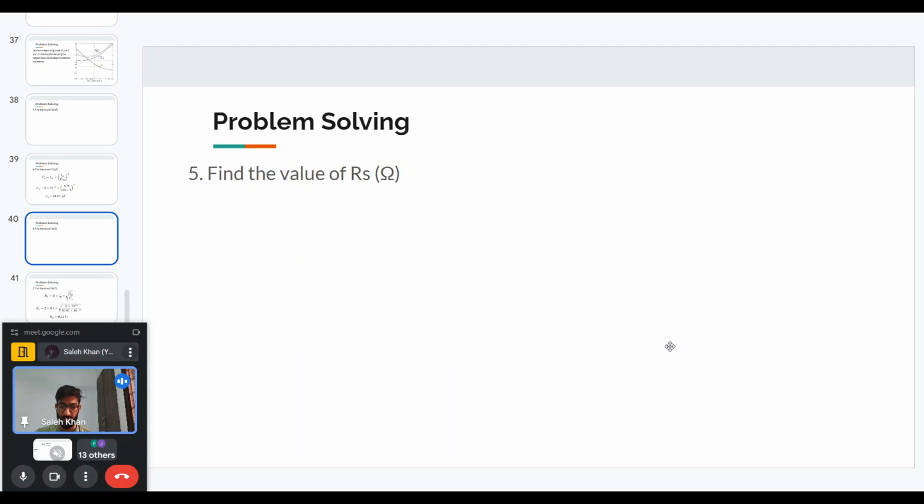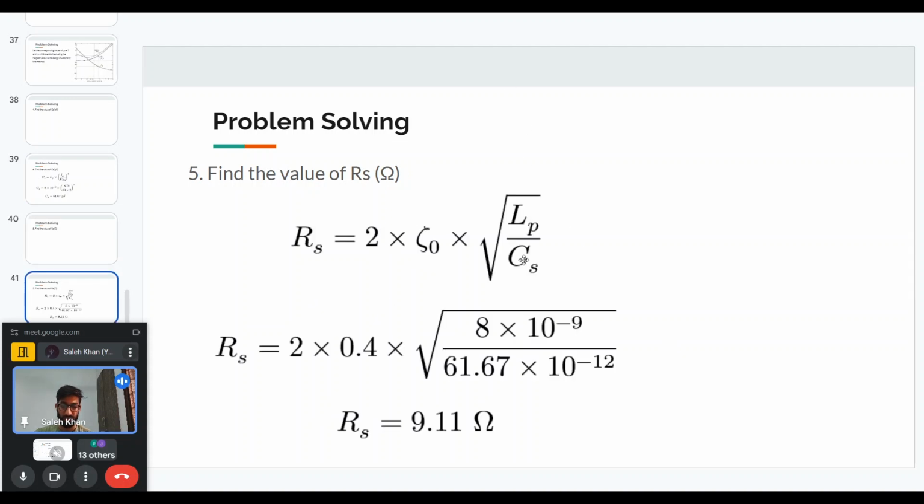Then we can also find the value of Rs using the expression that we saw previously. Here we will use the value of Cs that we found in the previous question, and zeta is, as the question itself tells us, 0.4. Again, we'll use the value of LP and Cs, and keep in mind the SI units, and Rs comes across as 9.11 ohms.